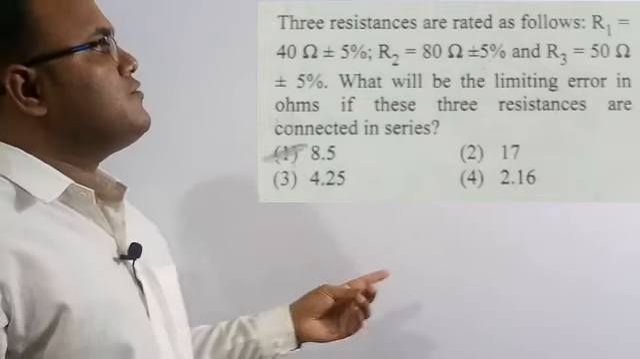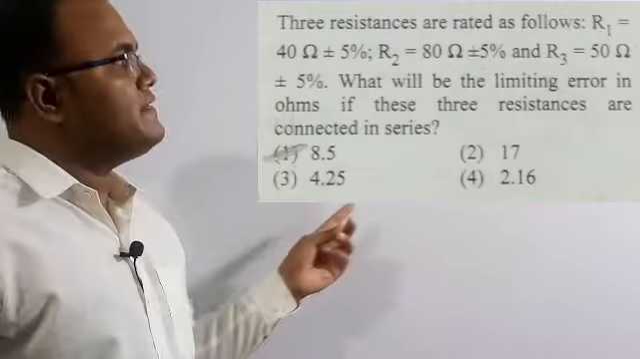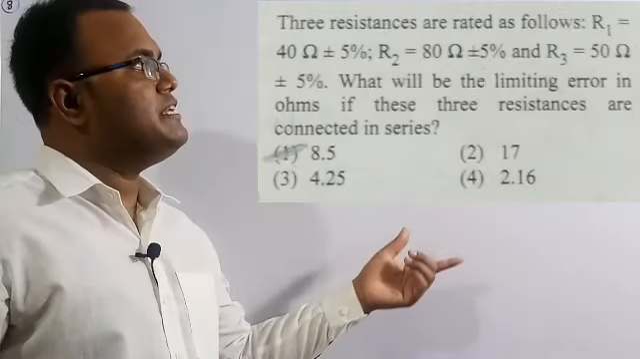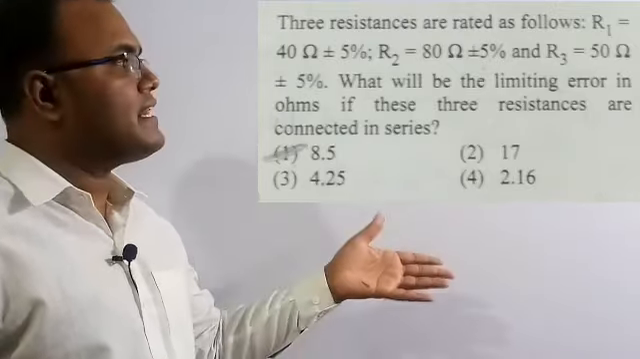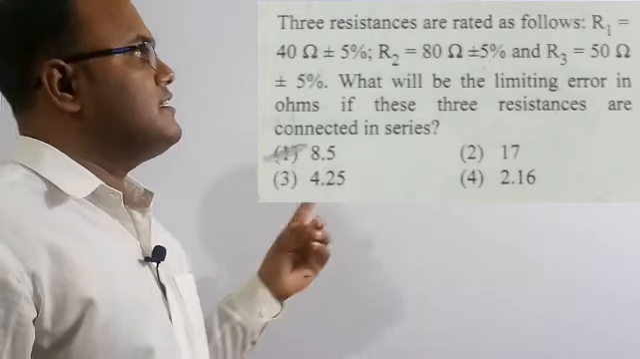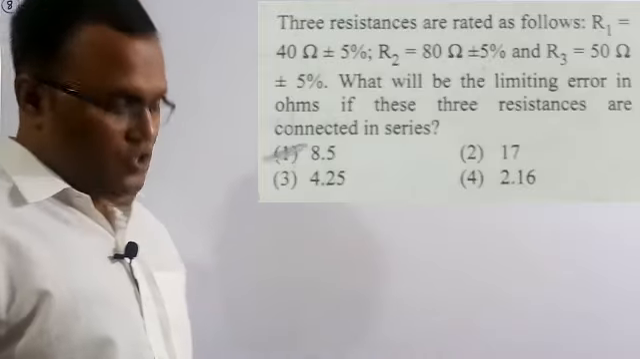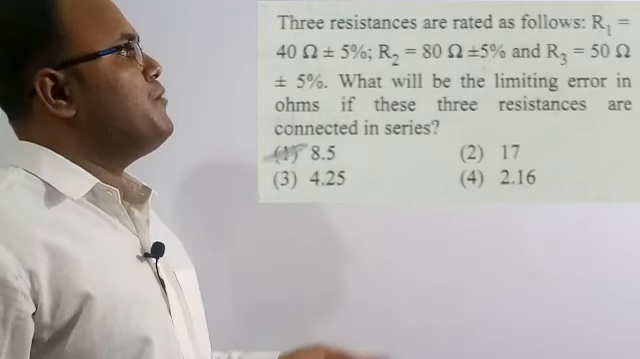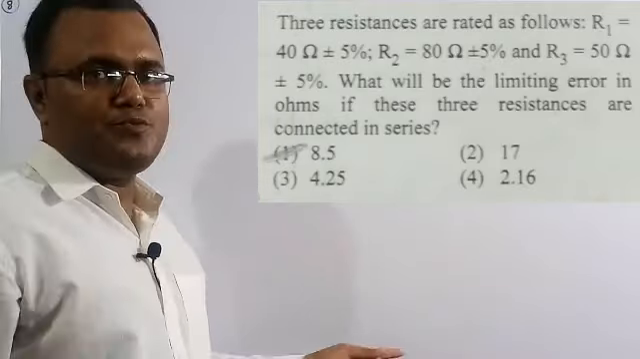See here, they are asking what is the limiting error. Means when these 3 resistors are connected in series, what is the limiting error? Means what is the net error? In ohms they are asking, not in percentage. See here, they are asking in terms of the ohm value. So option first, 8.5, is the correct answer. So let's solve this numerical.